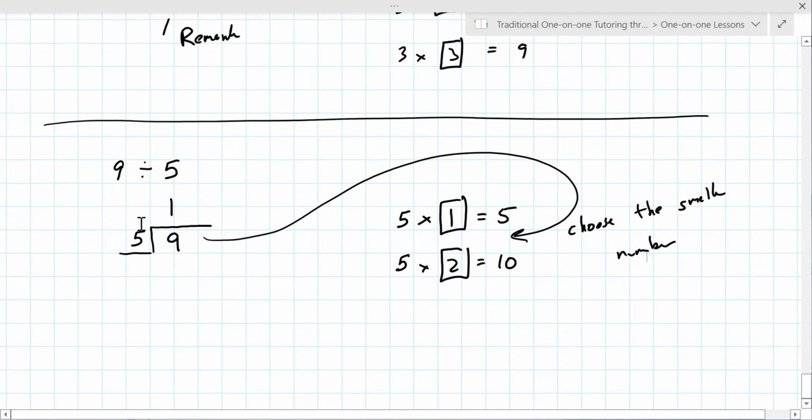What is 1 times 5? 5. Okay. So you subtract. What is 9 minus 5? 5. No. 9 minus 5? 4. Good. So this time 4 is the remainder. Okay. So the remainder is not always 1. It's whatever's left over. Sometimes you have 4 slices of pizza left over.